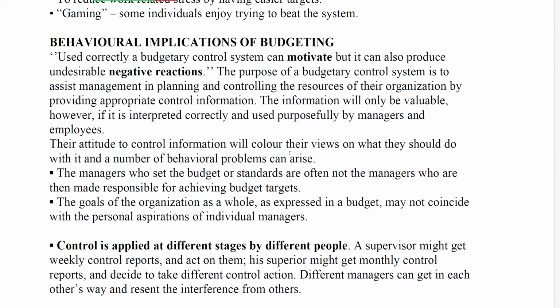So the managers who set the budget or standards are often not the managers who are made responsible for achieving them. So I can set an unrealistic target, right? And then since you have to achieve it, you'll be like, oh, after all, it's not my baby, right? This is one of the attitudes, apathy towards the budgeting process or towards the budget, right? Two, the goals of the organization as a whole, as expressed in the budget, may not coincide with the personal aspirations of these individual managers, right? Because what you want to achieve is different from what I want to achieve. And these are some of the behavioral implications.